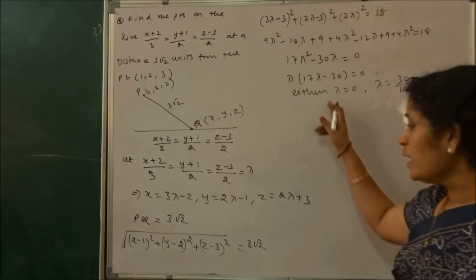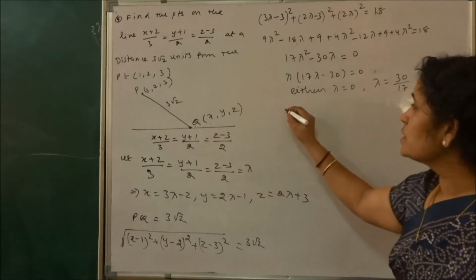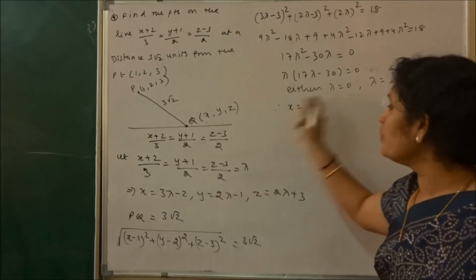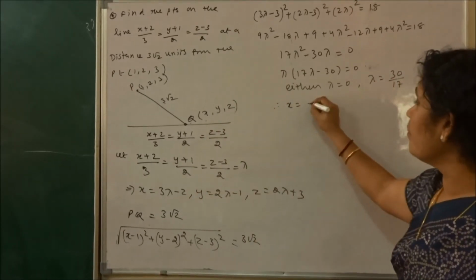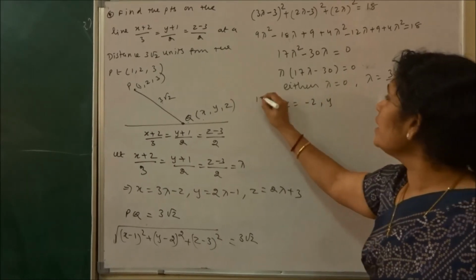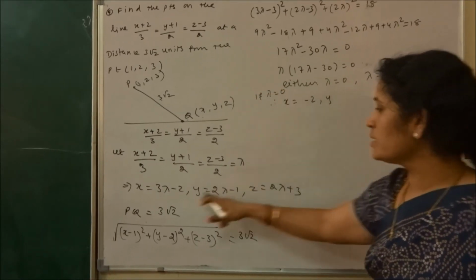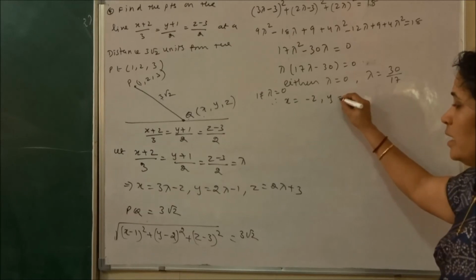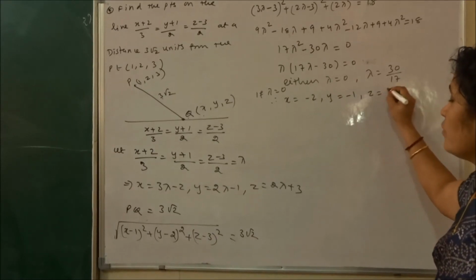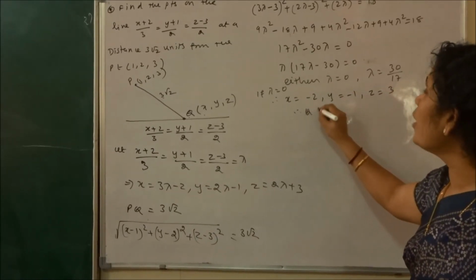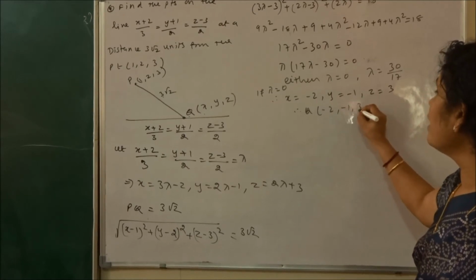Now, if you keep the value of lambda here, so if I keep 0 here, what am I getting? If lambda equal to 0, then I am getting x is equal to minus 2 and y equal to minus 1 and z equal to 3. So therefore Q point we are getting minus 2, minus 1 and 3.